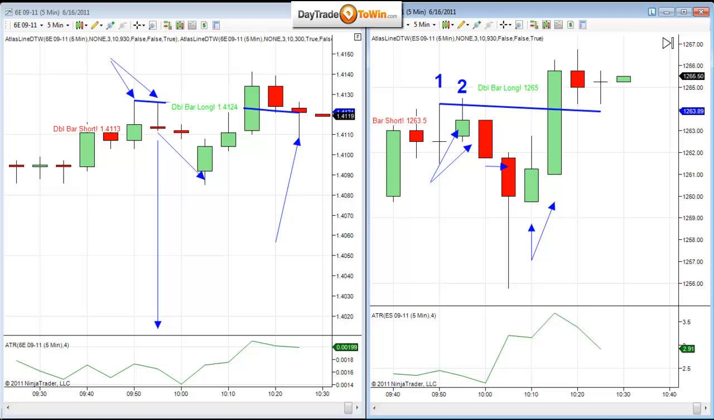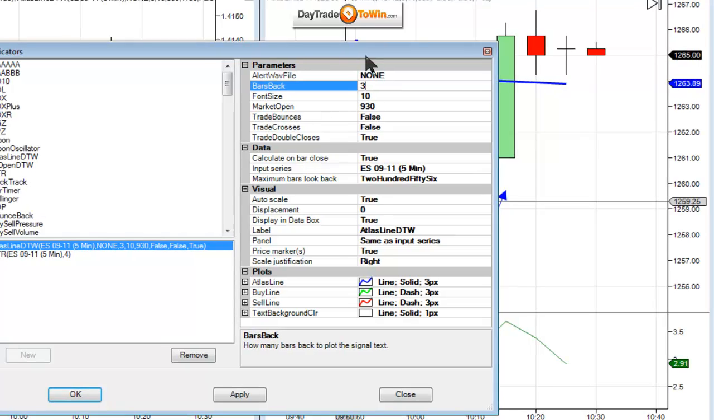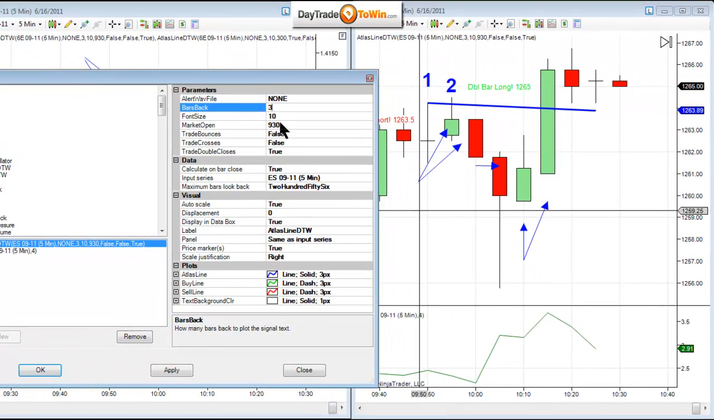My goal here is to show you that this is unoptimized, and I'll show you again here the back end. If you take a look at the Atlas line here, this is the parameter to place a wave file for an audible alert. This is a text, how many bars back you want the text to display on your chart. Font size, how large or small. For example, if I want it larger, do that.